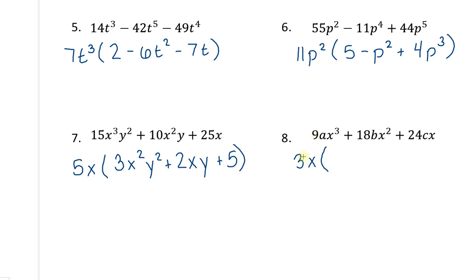Now divide. 9 divided by 3 is 3. We still have our a we have to bring down, and then x to the third divided by x is x squared. 18 divided by 3 is 6. We have to bring down our b. X squared divided by x, we're left with an x. And 24 divided by 3 is 8. We have to bring down our c, and x divided by x cancels out.